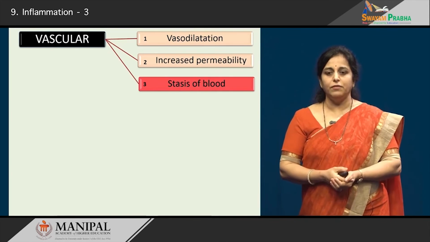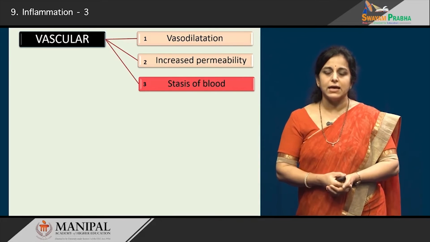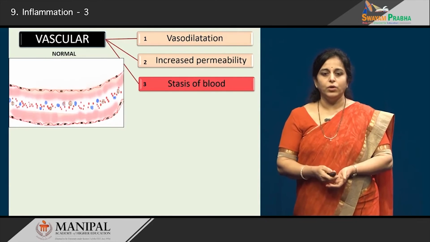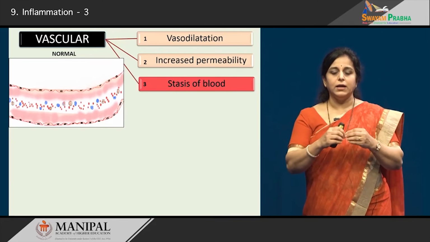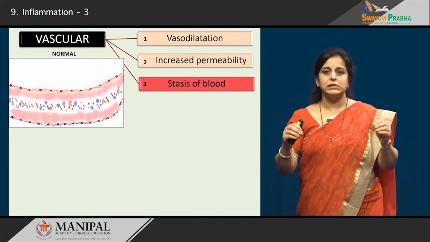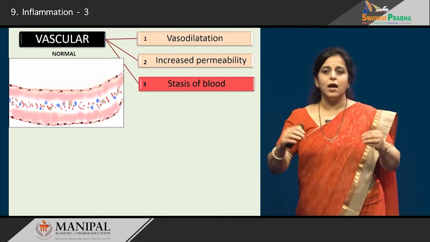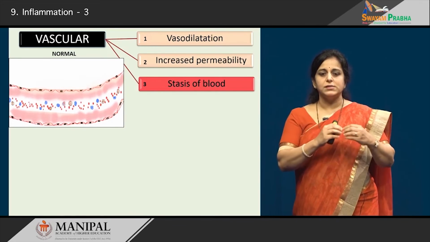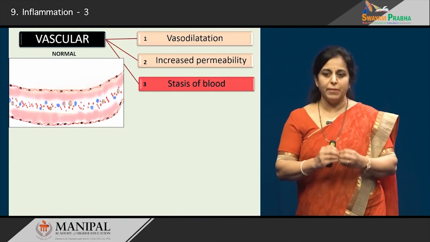The third event that occurs among the vascular events is stasis of the blood. Here in a normal vessel, you can see that normally the plasma is at the periphery of the blood vessels, and the cells, that is the leukocytes, the red blood cells and the platelets, move in the central stream. This is how the flow is in normal circulation, which is called laminar flow.